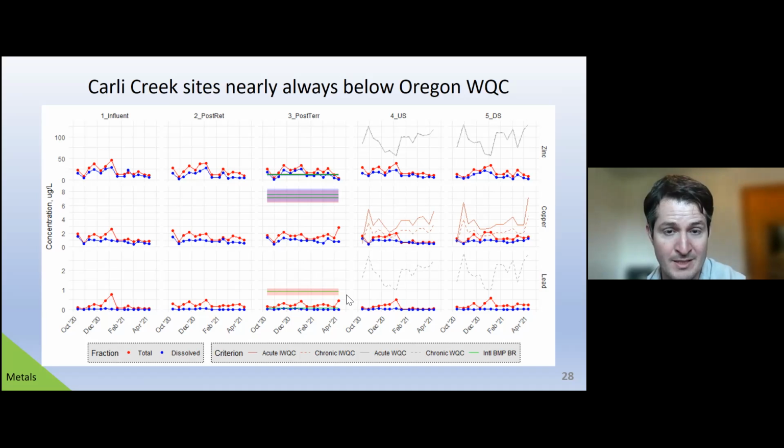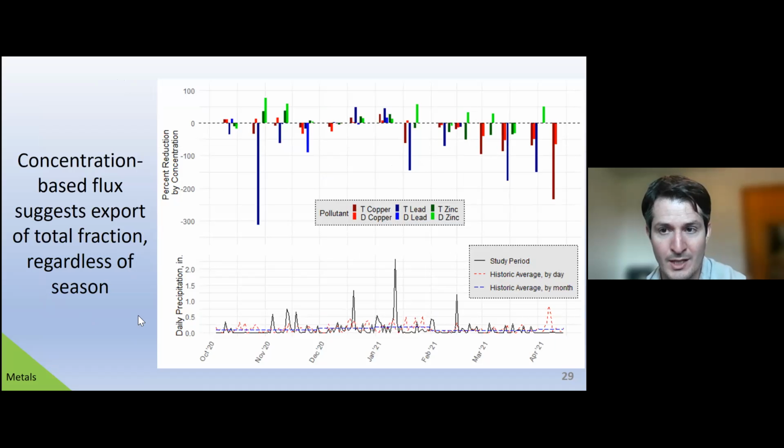And with the exception of lead, most of the fractions of zinc and copper were dissolved. You can see these blue lines are the dissolved fractions versus the total fractions, and how they were a lot closer to the total lines compared to lead, where there's almost never any dissolved lead. It's mostly all solid total associated lead.